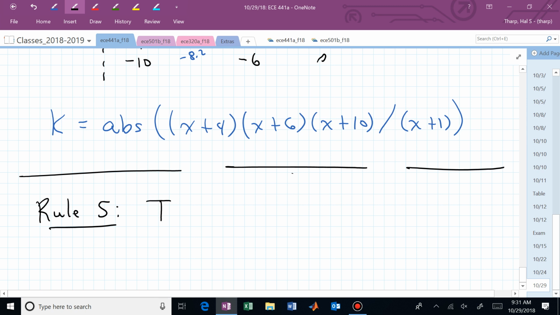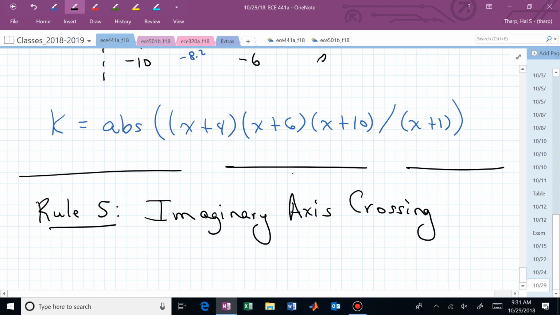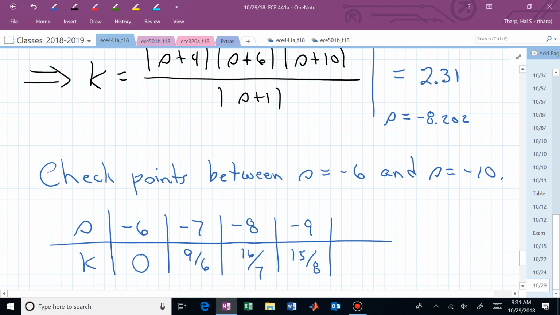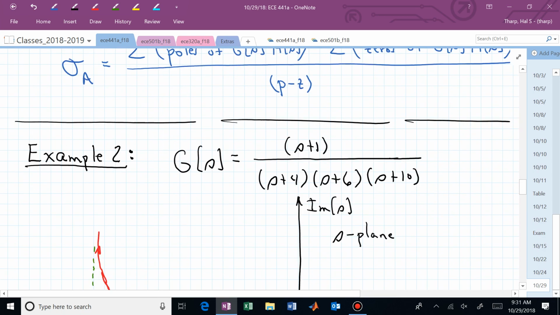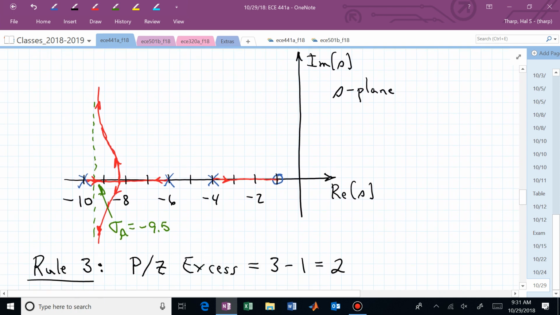Rule number 5 concerns imaginary axis crossing. Do the branches of our root locus go across the imaginary axis? In this example, would you expect an imaginary axis crossing? Would you expect to have to invoke rule number 5? No, there's no branches crossing the imaginary axis.